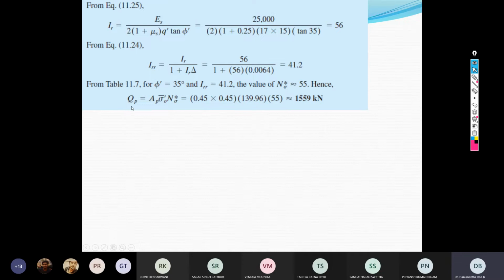So substitute in the QP equation, that is AP into sigma naught dash into N sigma star. AP is the cross section of that pile, that is 0.45 by 0.45, and sigma naught dash is calculated as 139.96 and the N sigma star is calculated as 55. So substitute, then calculate. So what we get is 1559 kilonewton. This is the point bearing capacity of the pile embedded in sand by the Vesic method. So please note down.